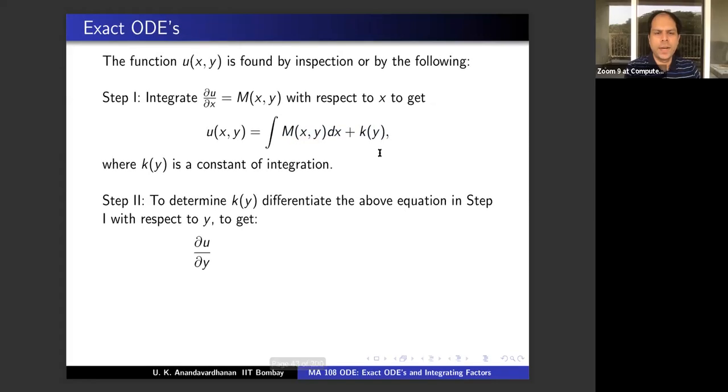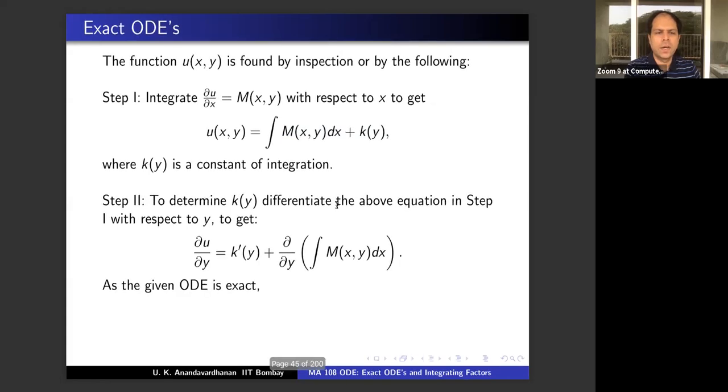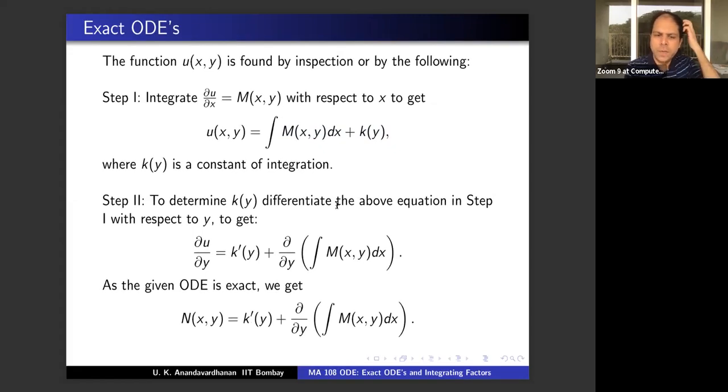So you will get del u by del y as k prime y, meaning dk by dy, plus del by del y of this thing which you have already found out, and you know that this is equal to n. And from this, you can find out what k prime y is and therefore what k(y) is. So we use this to determine k(y), and hence you have got u. Once you find k(y), then you have found out u.